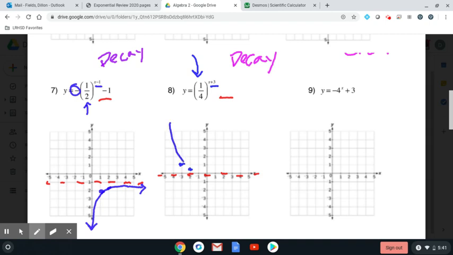I'm going to connect those 2 points. Sorry, I know it's not connected, but it should be. Kind of hard to do with my finger. But I connect those 2 points, and that forms that decay function.